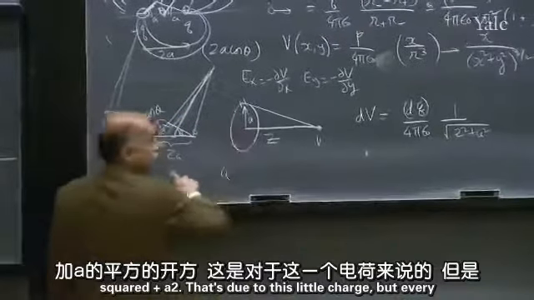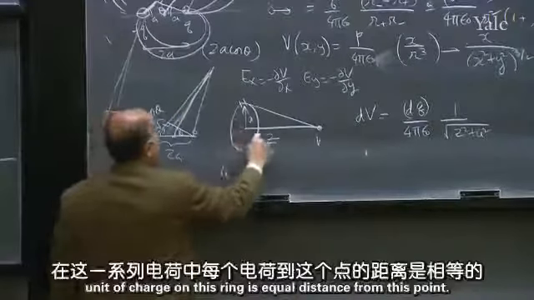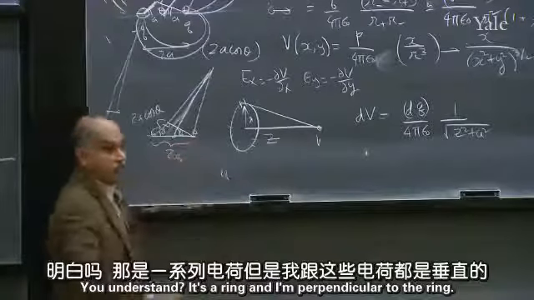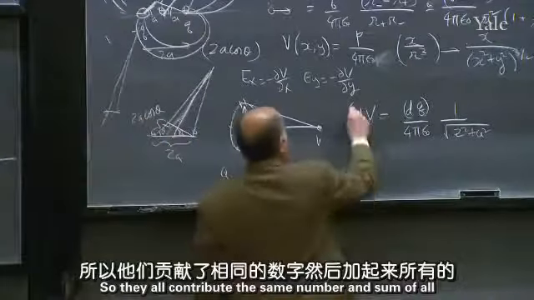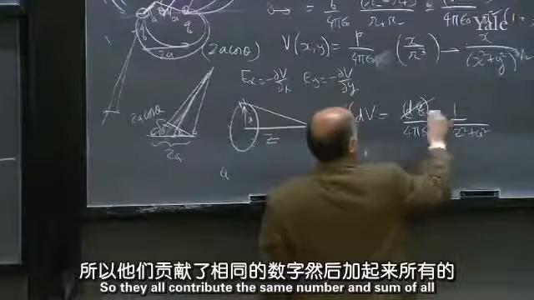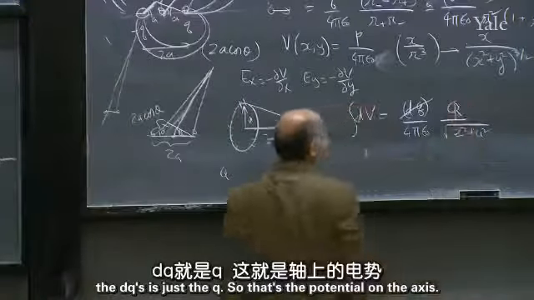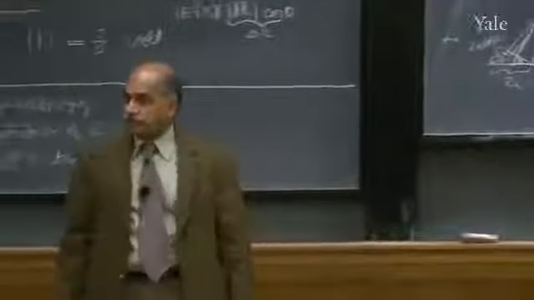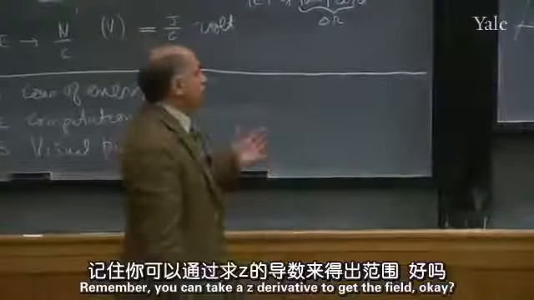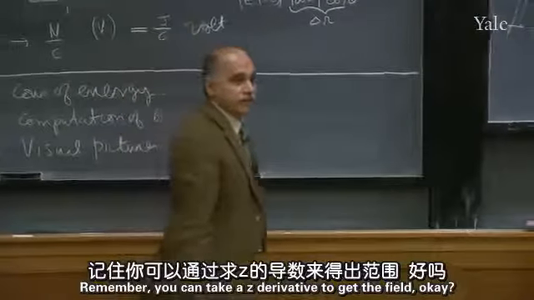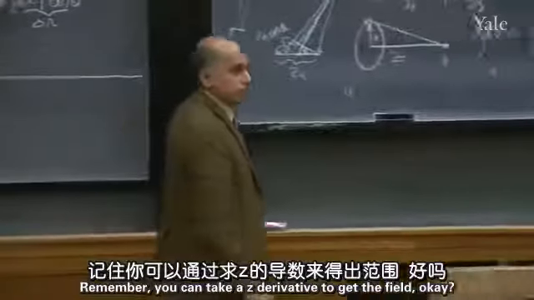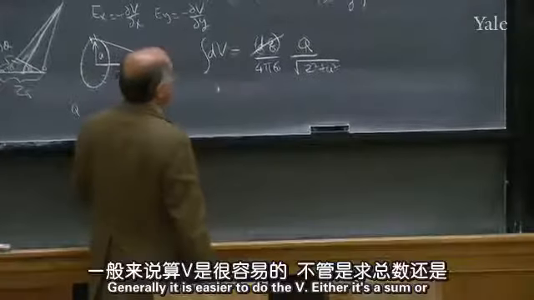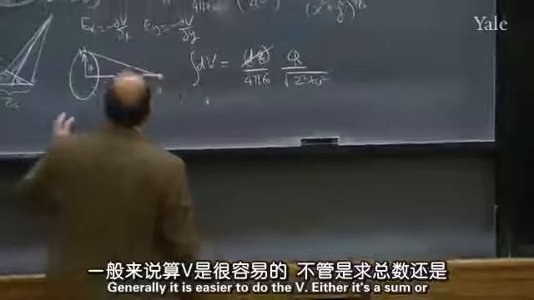That's due to this little charge. But every unit of charge on this ring is equidistant from this point. You understand it's a ring and I'm perpendicular to the ring. So they all contribute the same number, and the sum of all the dq's is just the q. So that's the potential on the axis. Now you can take its z derivative to get the field.